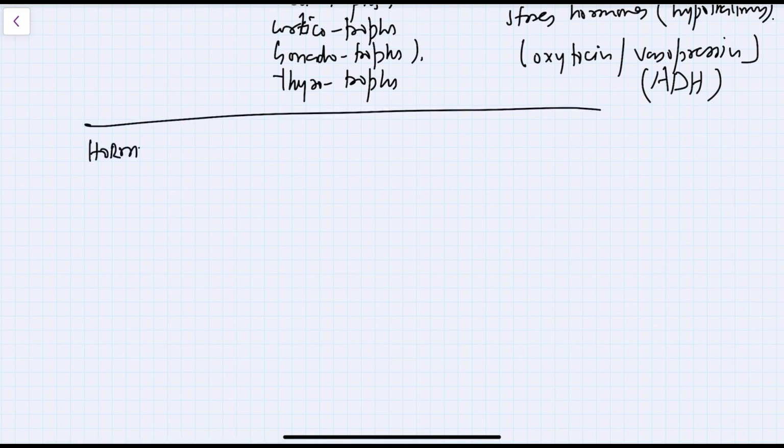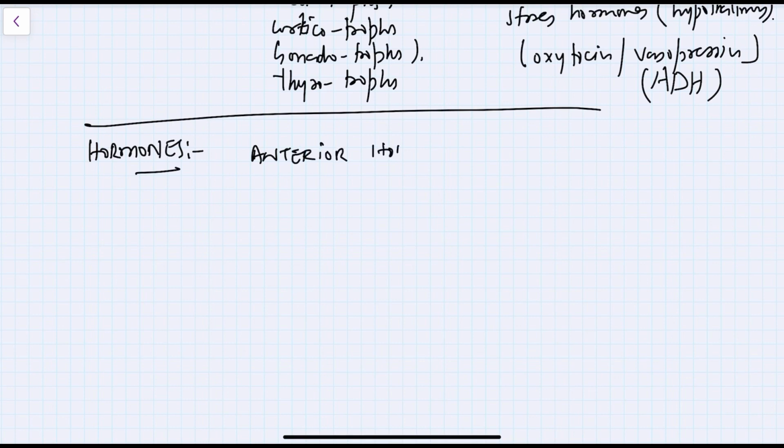Now moving to the next part, where we look at the hormones. As I already mentioned, the anterior pituitary secretes different types of hormones, while the posterior pituitary stores hormones secreted from the hypothalamus. But now we'll go into detail and see what hormones are produced by the pituitary gland, what hormones are stored by the posterior part, and what their functions are. First we'll look at the anterior part and its hormones.